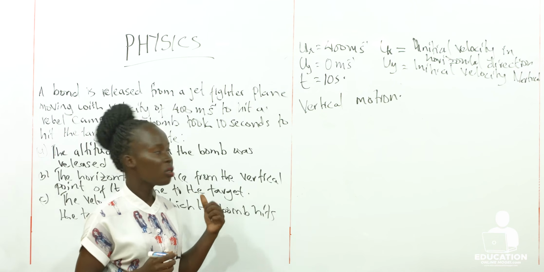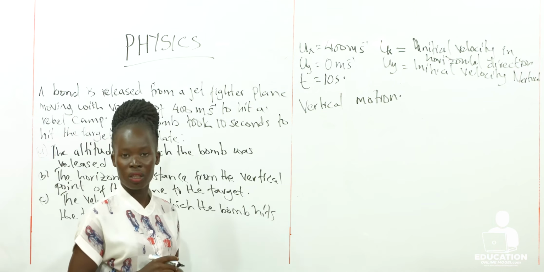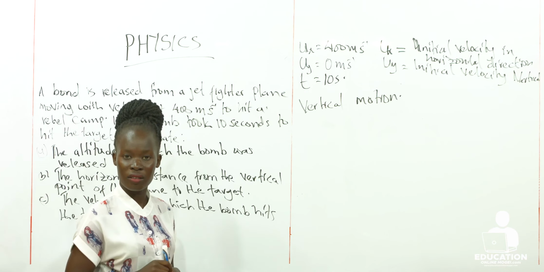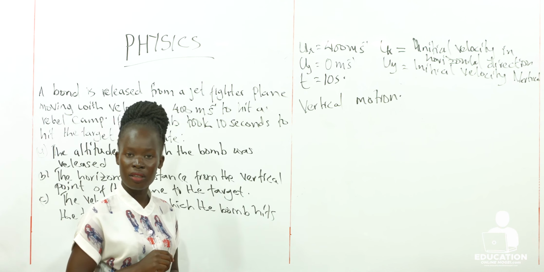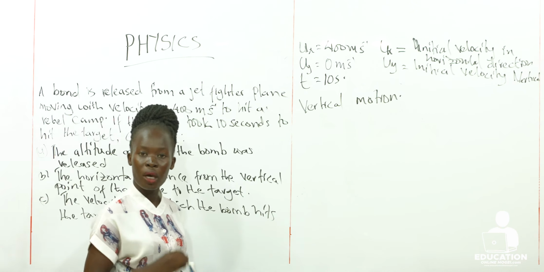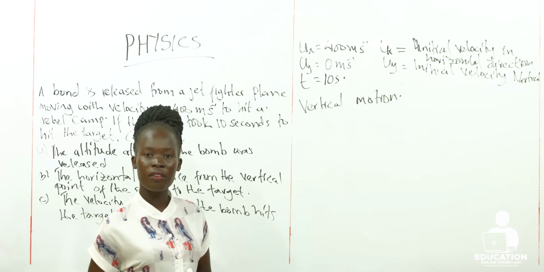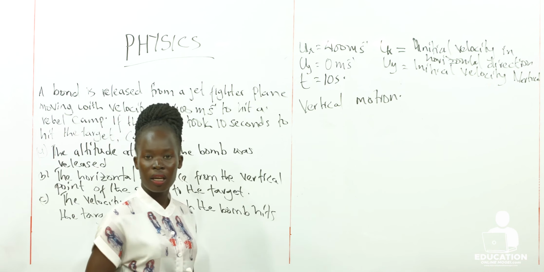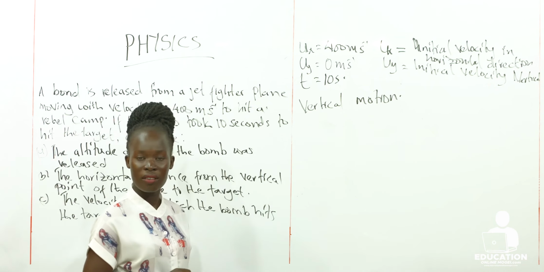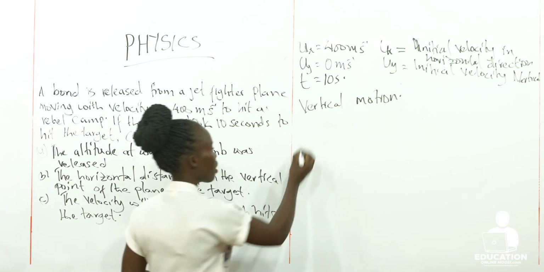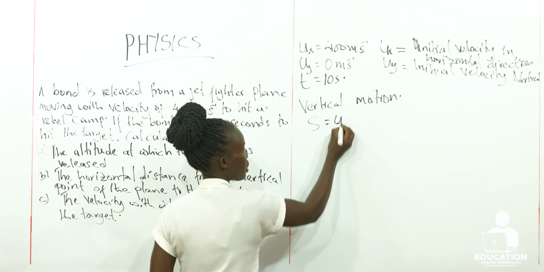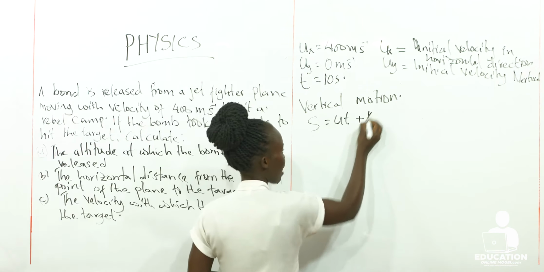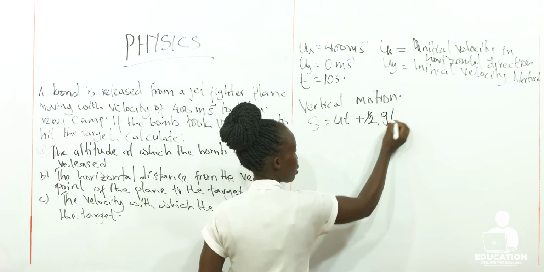So this time round, we cannot use the first equation because it does not have the distance we want. So we cannot use the third equation of motion also, because in the third we've got the final velocity, which here the question hasn't given us, but we have the second equation of motion, which says that our s is equals to ut plus a half gt squared.